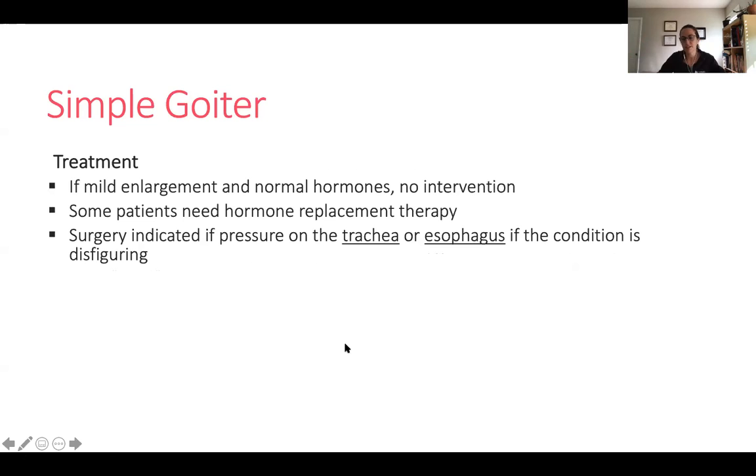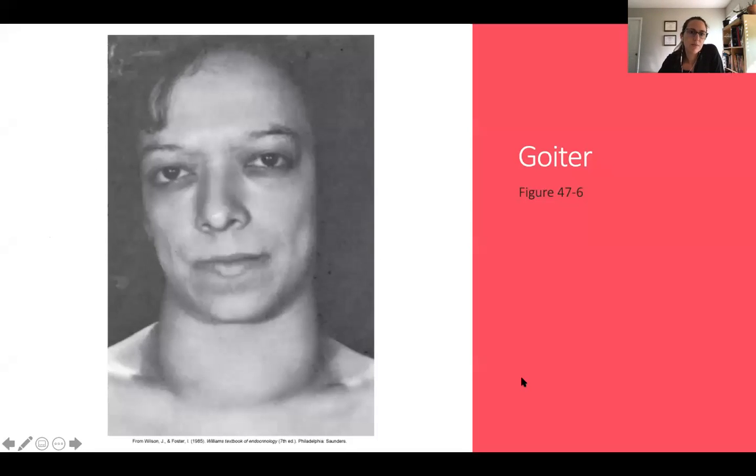So for the treatment, if it's mild, usually they don't need any intervention. Some patients might need hormone replacement therapy. And if surgery is indicated, surgery will be indicated if they have pressure on the trachea that's compromising their airway or in the esophagus, or if the condition is disfiguring. But most of the time, they don't need any surgical intervention. So here is a picture of a goiter.